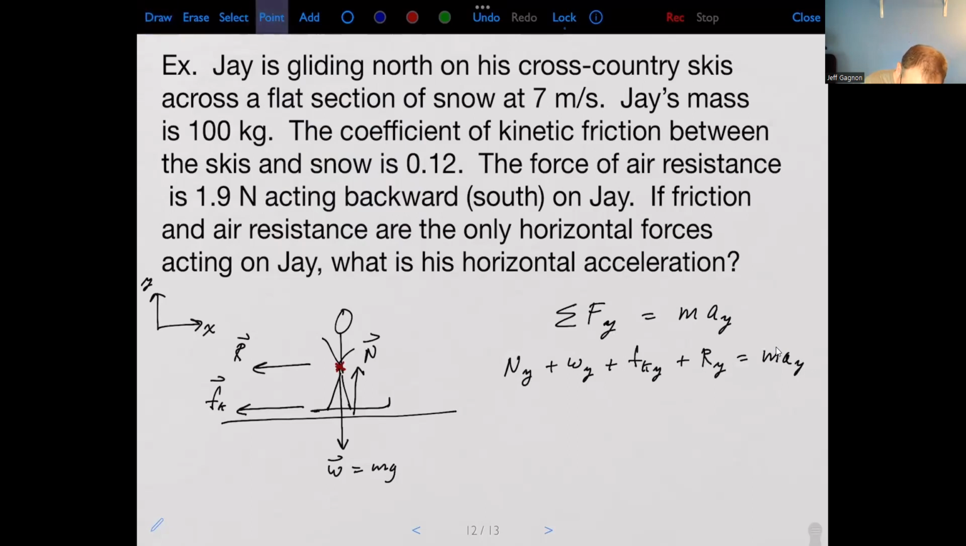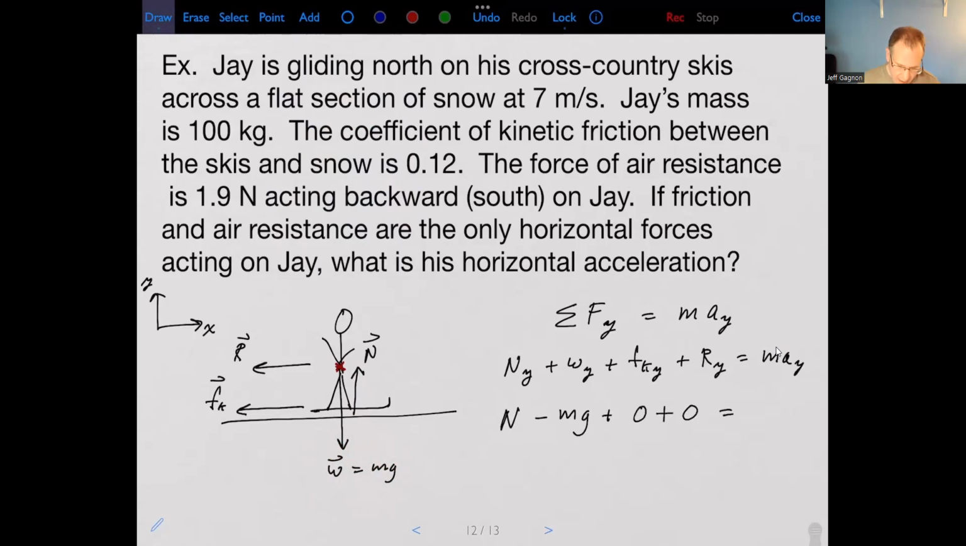What's the Y component of the normal force? Well, it's acting straight up. So it's going to be all of N and it's positive. What's the Y component of the weight? Well, the weight is acting down. So it's negative, and the entire weight is acting in the negative Y direction, right? So it's going to be minus mg. So for Wy, it's minus mg. And then the other two forces, the kinetic friction and the air resistance, are acting in the negative X direction. There's no component in the Y direction. So these are both zero.